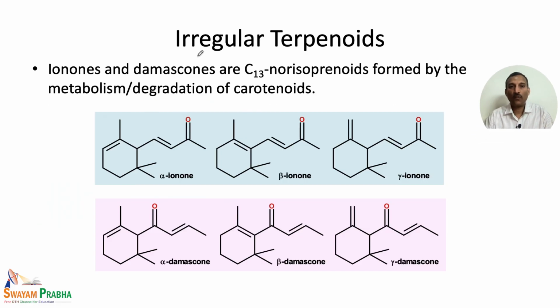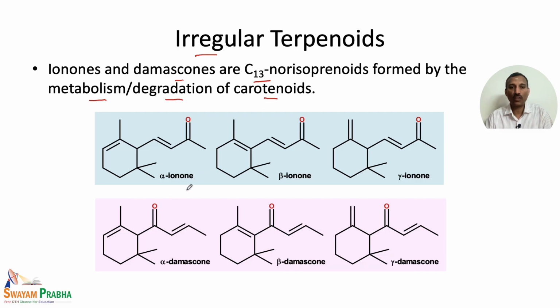And then finally we look at some of the irregular terpenoids. The irregular terpenoids do not follow the isoprene rule. Here is an example. Ionones and damascones are C13 nor-isoprenoid compounds. These are formed by the metabolism or degradation of carotenoids.